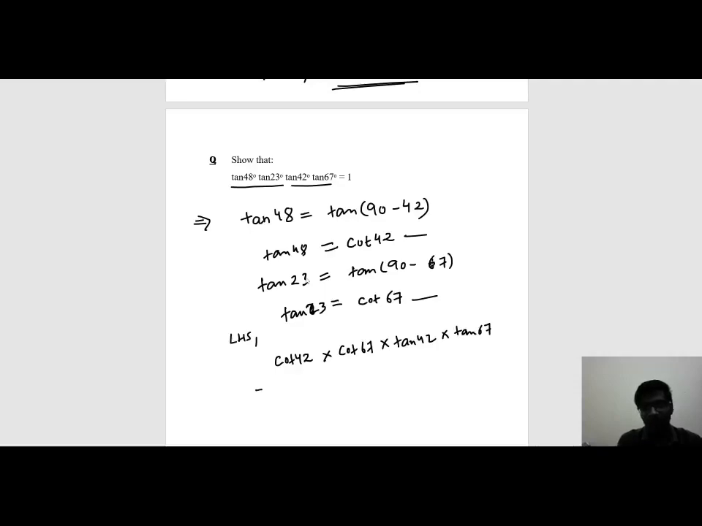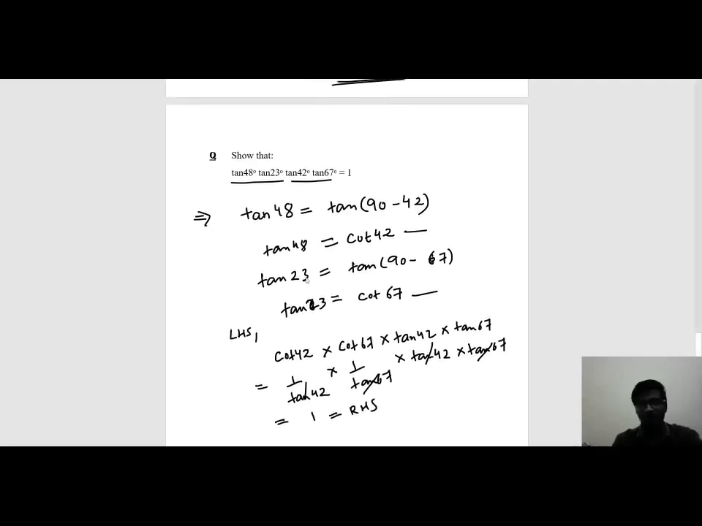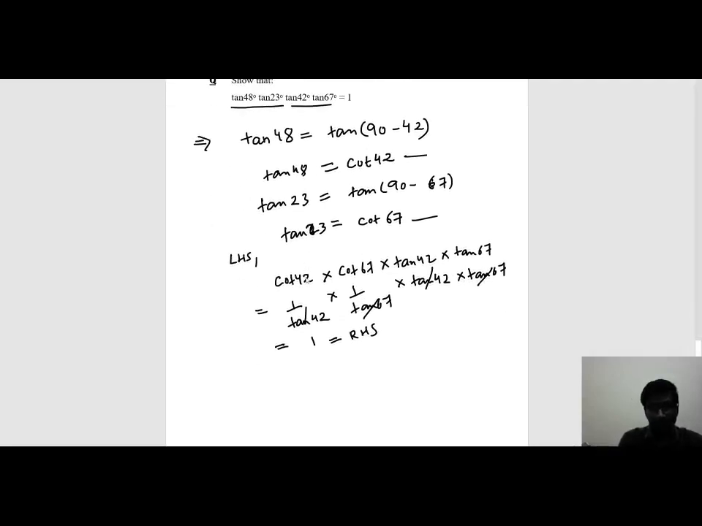Now see how we can write this cot 42. You can directly cancel, but for those who cannot understand, I am telling one more step: 1 by tan 67. Why did I write it like this? Because tan and cot are complementary. Tan 42 into tan 67. Now this tan 67 will get cancelled, and similarly this tan 42 and this tan 42 will get cancelled. We will get 1, that is equal to RHS. Hence proved.